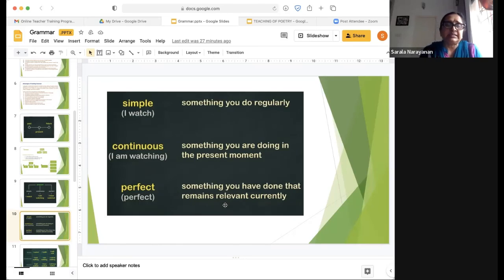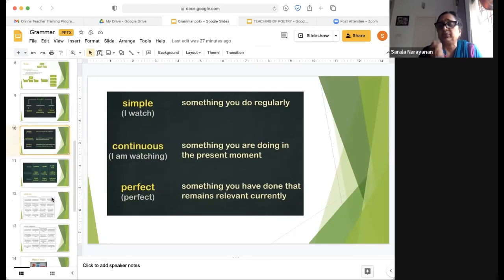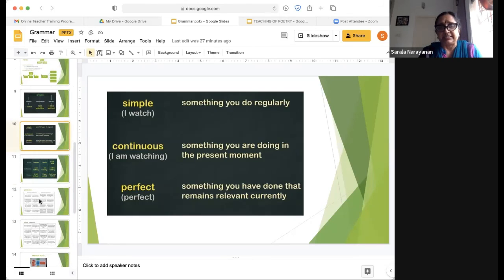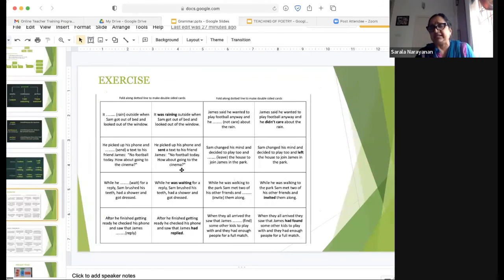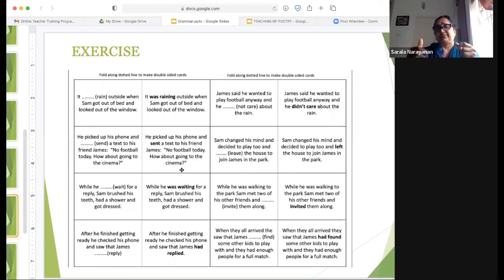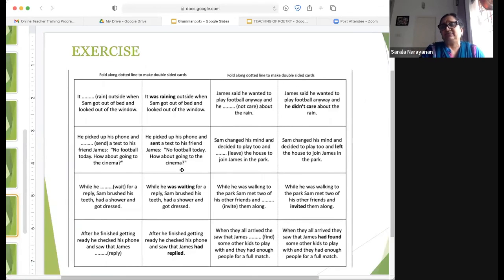When the tenses are over, I have a story to be developed using the tenses. I will show you how I have done it. This is also something copied from Naveen's idea. You can fold along the dotted lines to make double-sided cards, like flashcards, and then ask the student to find the answer.